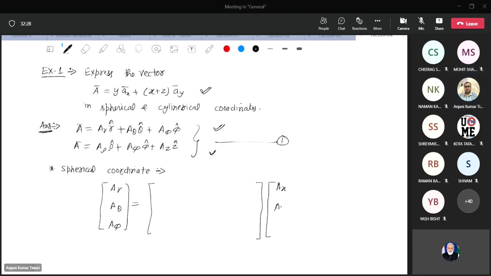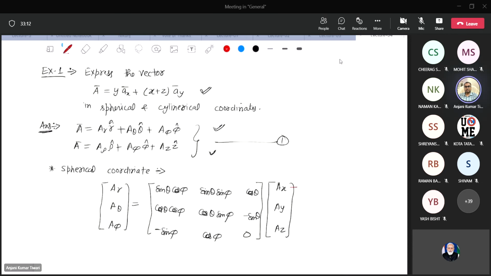What is given in this question? Ax, ay, az. Okay, this is given here. So what is the matrix? You can look at your notes. Sine theta cos phi, yes, correct. Sine theta sine phi, and by the way, this is a closed book exam, so you have to remember some of these things. Okay, cos theta cos phi, cos theta sine phi, minus sine theta, minus sine phi, cos phi and 0.